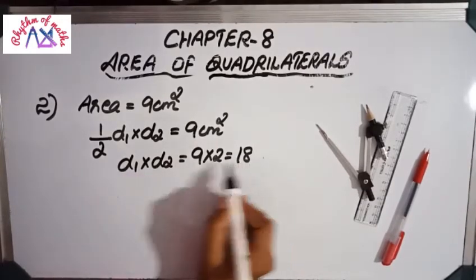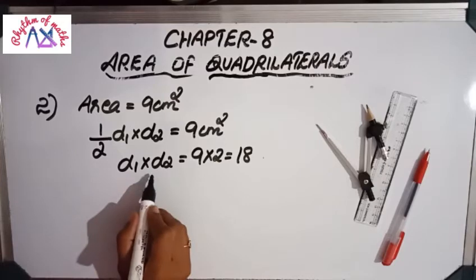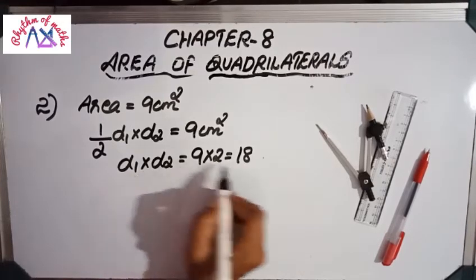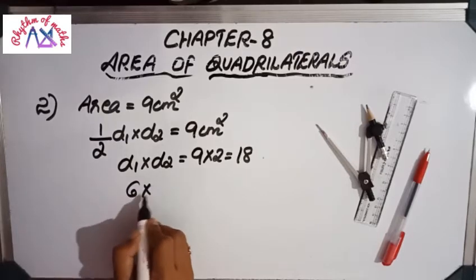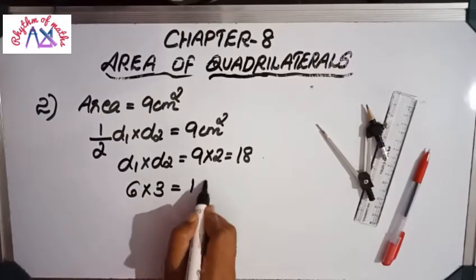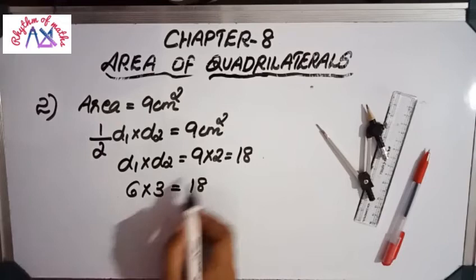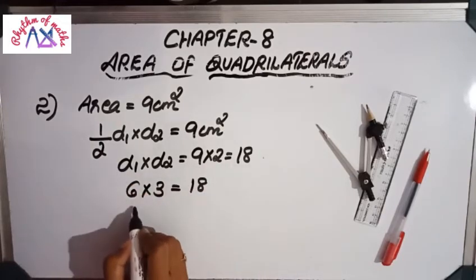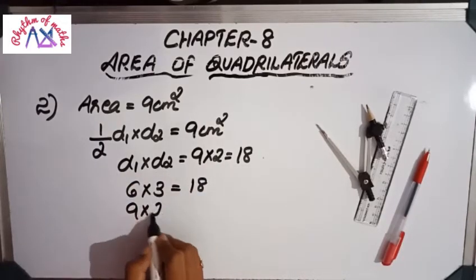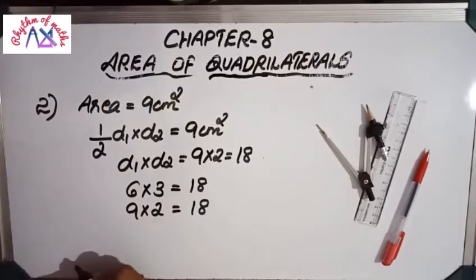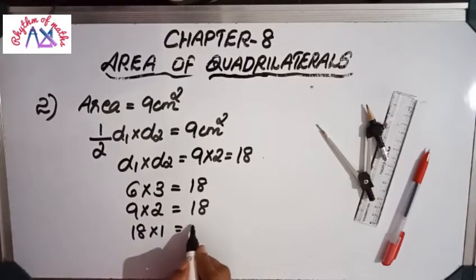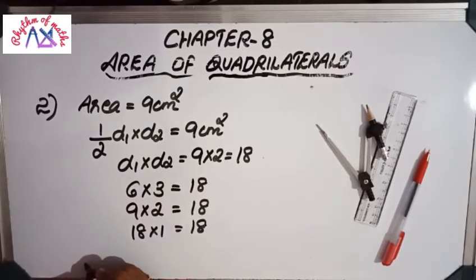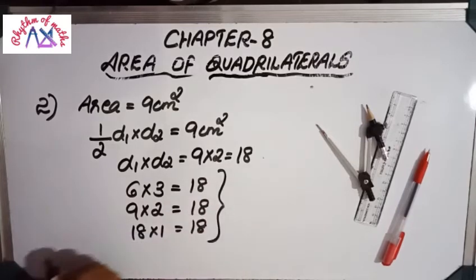Now what are the possibilities for d1 and d2? You have to choose different numbers, and the product must be 18. So what are the possibilities? 6 into 3 we can choose. 6 threes are 18. Next is 9 and 2, d1 as 9 and d2 as 2. 9 twos are 18. Another is 18 into 1, first diagonal 18, second diagonal 1. Again we get 18 as the answer. Any of these you can draw.